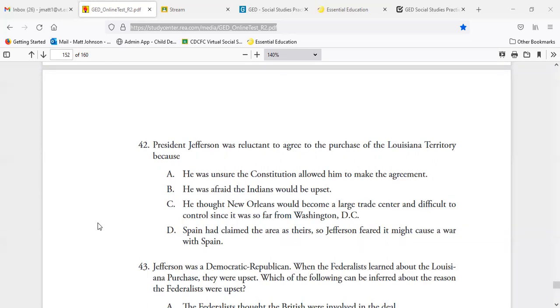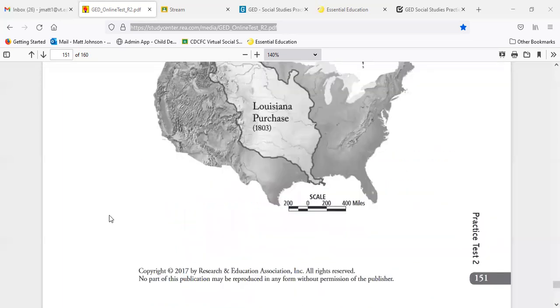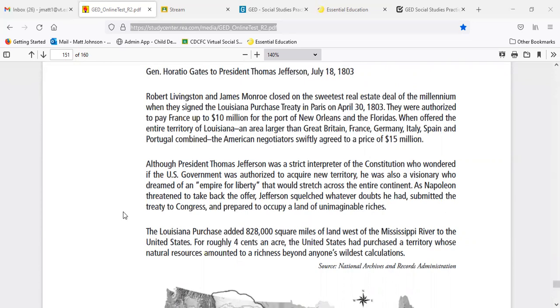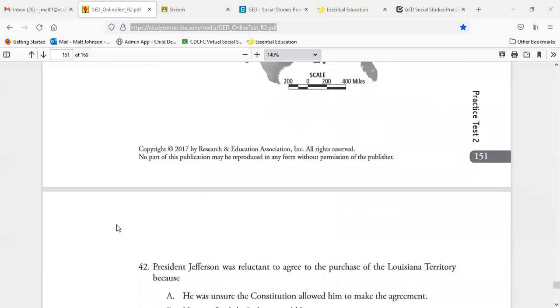Is A? Yes. Yeah. So basically that's what it says, right? Although President Thomas Jefferson was a strict interpreter of the Constitution who wondered if the U.S. government was authorized to acquire new territory, right? So right there, it says it fairly plainly.